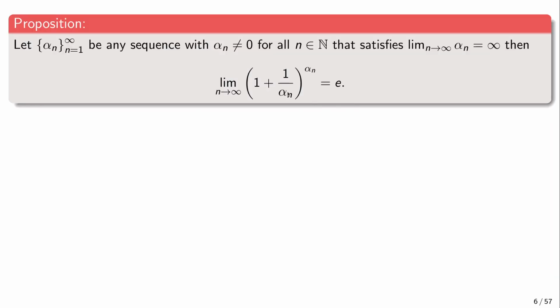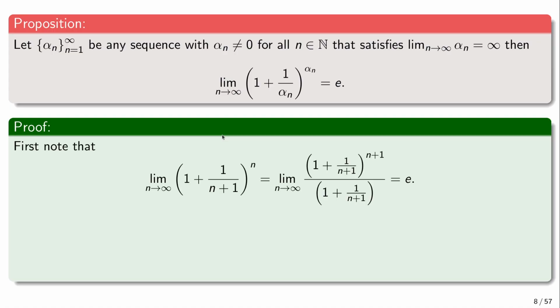Okay, so the first proposition that we're going to prove is that for any sequence of real numbers alpha n, which is non-zero for every value and which tends to infinity, this limit exists and this is the limit of e. So now we really need the notion of the real exponent here, because now alpha is a real number and we need to know what it means to take this number to this real exponent. Okay, but now that it is well defined, we can actually go on and prove this result. Okay, so the proof goes as follows.